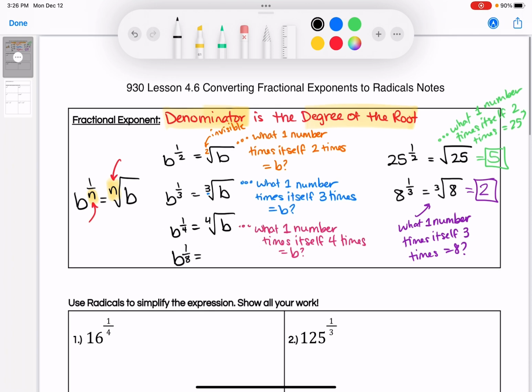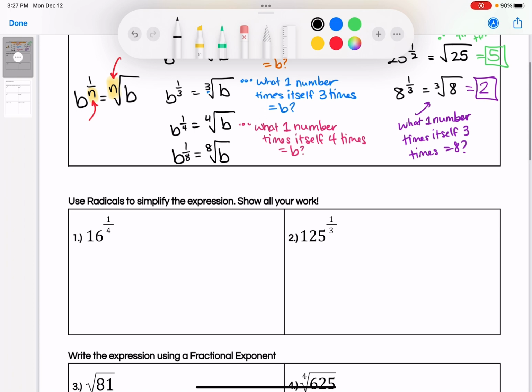That would mean it would be the 8th root of b, right? What number times itself 8 times would give me b, that number inside. So hopefully you're getting the idea of what that fractional exponent is all about. And so now let's just practice using it, right? Just like my examples up at the top, now I'm going to actually give you a number so you can understand what it means.